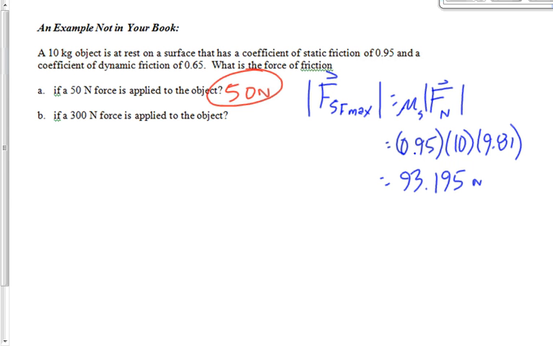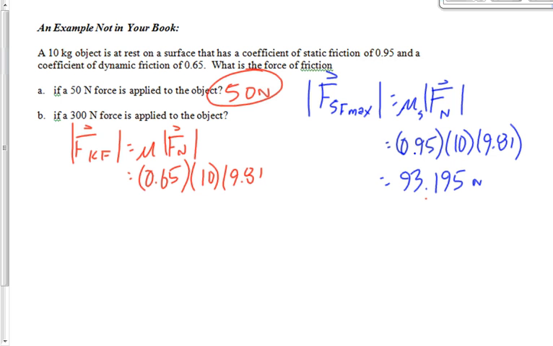But if I'm applying a force of 300 newtons, which is more than the maximum force of static friction, all of a sudden it moves now. Now it's kinetic friction. Let's get the value of kinetic friction. It's equal to 0.65 times 10 times 9.81. For that, I get 63.765 newtons.